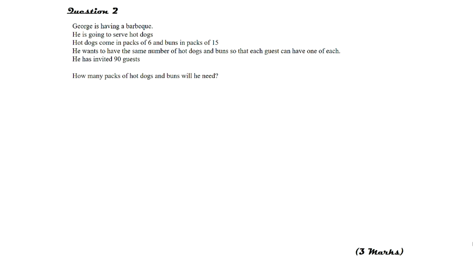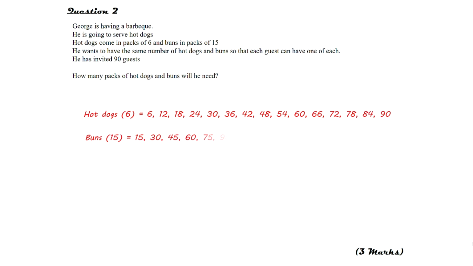Question number 2. So on questions like this, these are asking for lowest common multiple, and the easiest way of doing this one is to list out your multiples. So for the hot dogs, which come in packs of 6, I've just carried on for quite a bit of a way, and I'm going to do the same down here for the buns, which come in packs of 15, and hopefully you can see that the first time I get a match is at 90.